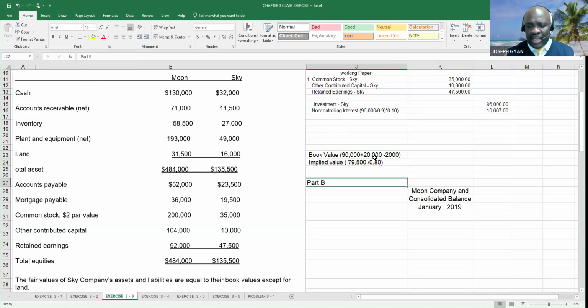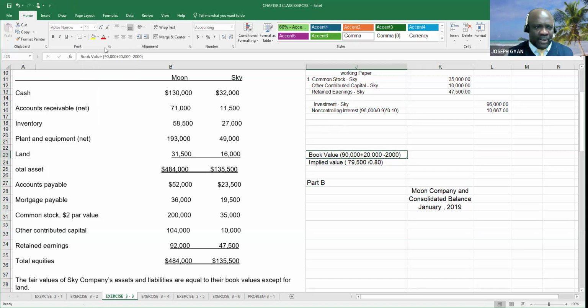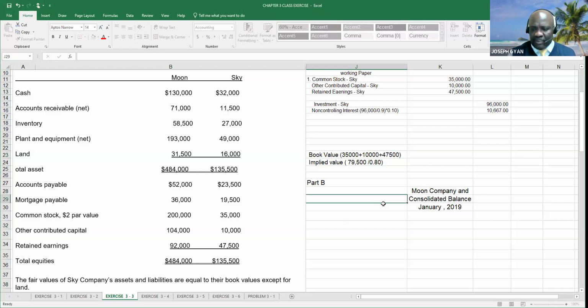Okay, so now let's look at the book value here. The book value here is the 35,000, which is the common stock, plus the 10,000 here, plus 47,500. Can somebody tell us how much is that? How much will be the book value here?